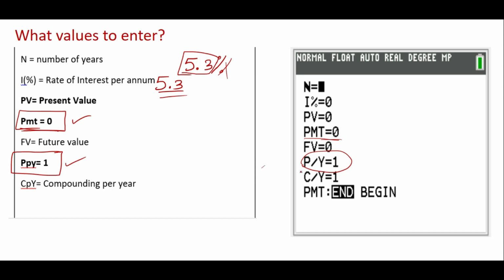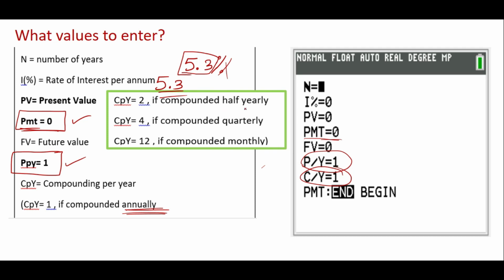Now C/Y, the compounding per year. If it is annually, that means you're calculating the interest once a year, so you put 1 there. If it's half yearly, that means every 6 months, so twice a year, you put C/Y as 2.